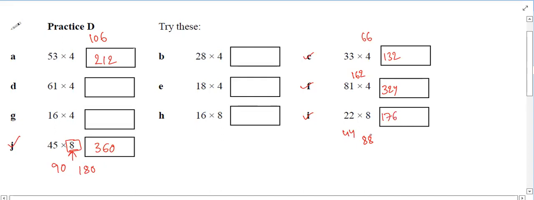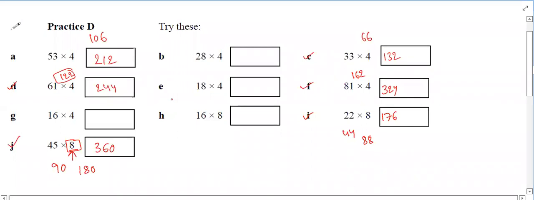Then Shreyasi. Which one, sir? D. D1, sir. 61 double is 122. Then 122 double is 244. Correct.